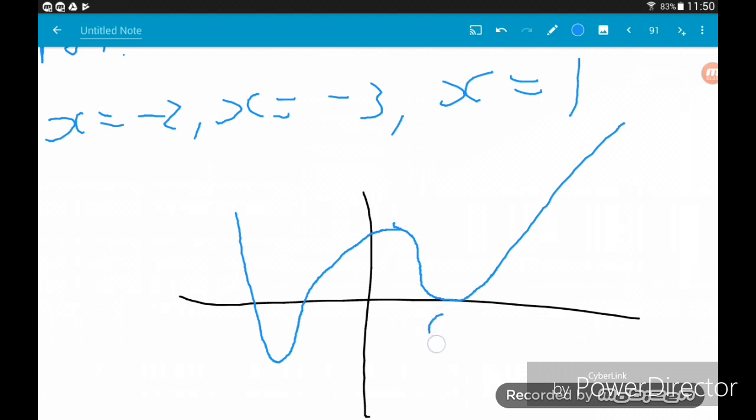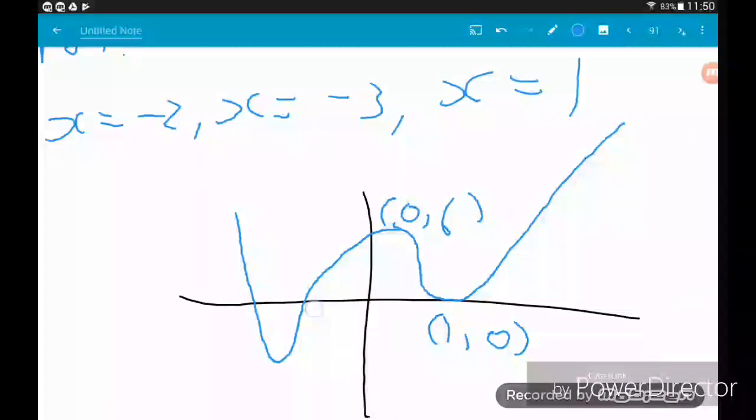So this is 1, 0, this is 0, 6, this guy is -2, 0, and then finally this guy over here is -3, 0. So that is our final sketch of a quartic.